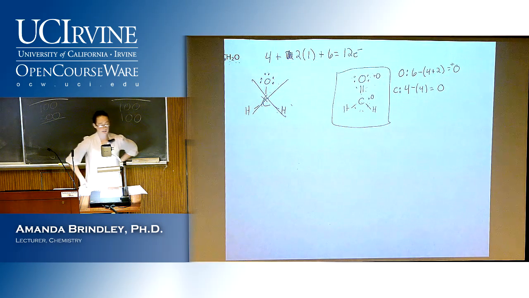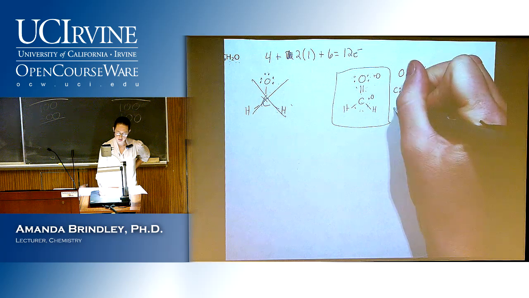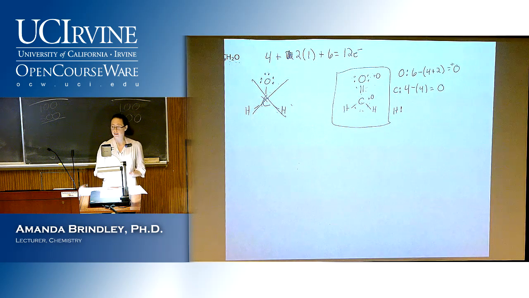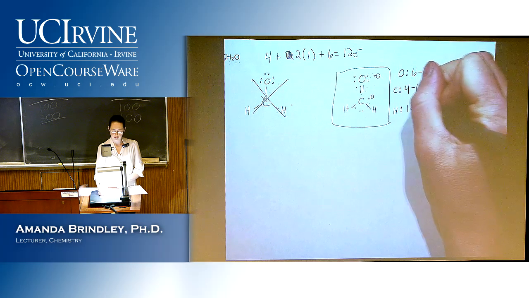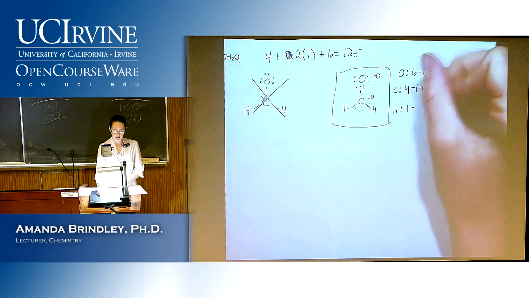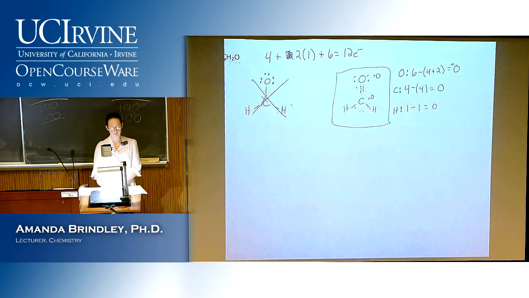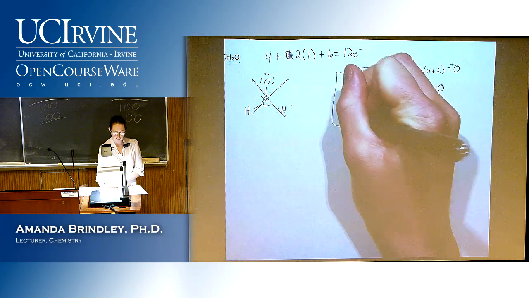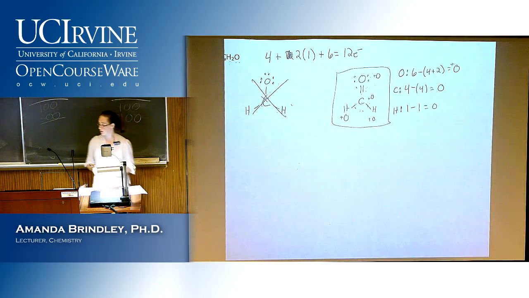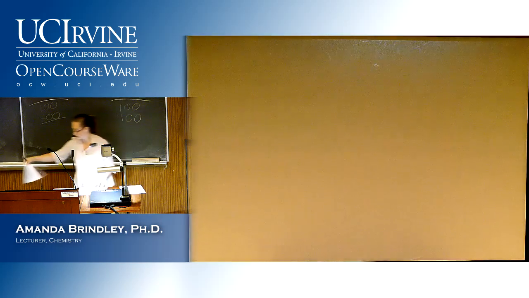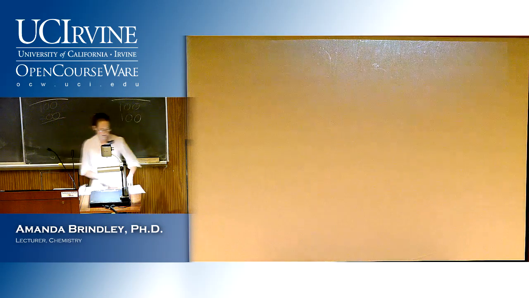Now we need to talk about hydrogen. Hydrogen has 1 valence electron, and it gets 1 from each bond. So its formal charge is 0 as well. And that would be true of the other hydrogen as well. So those are all our formal charges for that one. Next one.